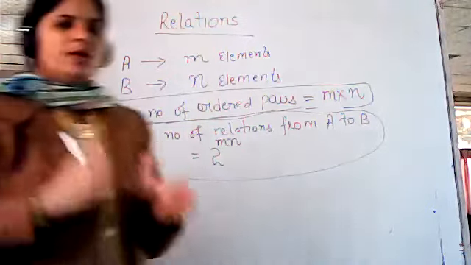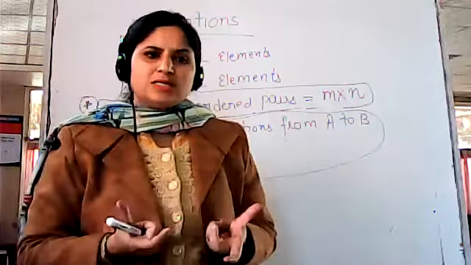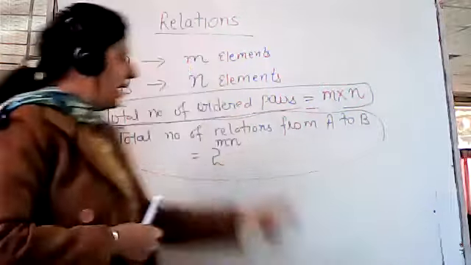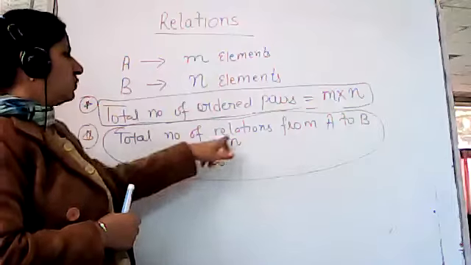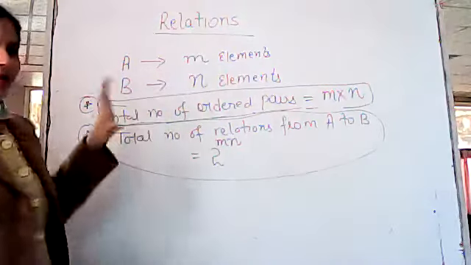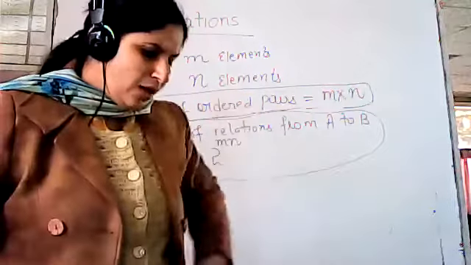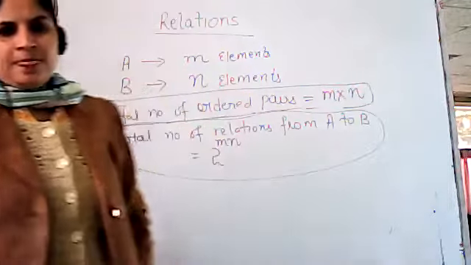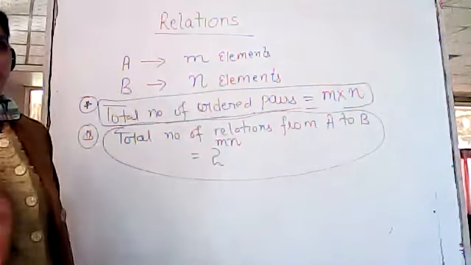So what is the total number of relations that exist from set A to set B? And this is the formula, that is 2 raised to power m into n. So these 2 points are very important. Any doubt in these 2 points? No, ma'am.